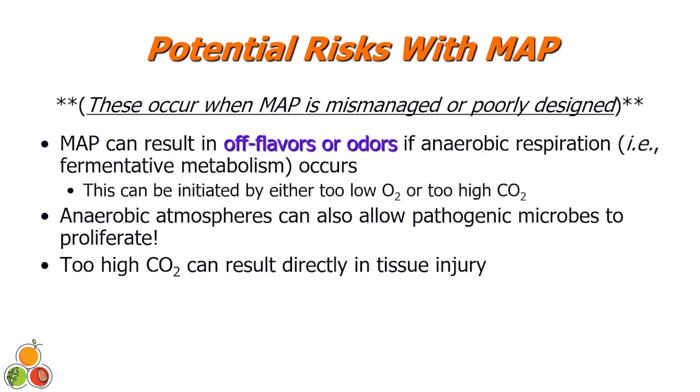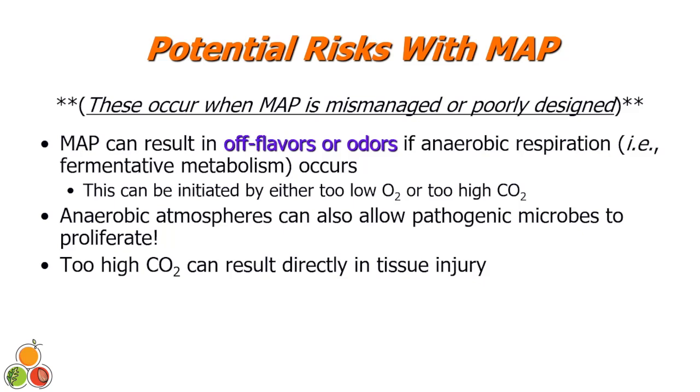So what about potential risks with MAP? Let me start off with the caveat that these should only be things that you encounter when the MAP is mismanaged or poorly designed. So this is the whole point of designing a modified atmosphere package system: you want it to be at the most extreme atmosphere that the produce can tolerate in order to have the maximum benefits that I mentioned, but not so extreme that it starts to damage the tissue and cause problems. So MAP can result in off flavors or odors if anaerobic respiration or fermentative metabolism occurs, and that can be initiated either by too low oxygen or too high CO2.